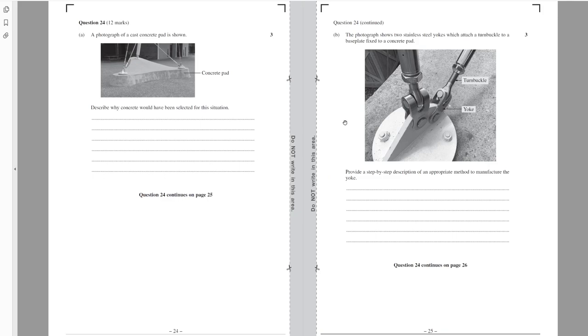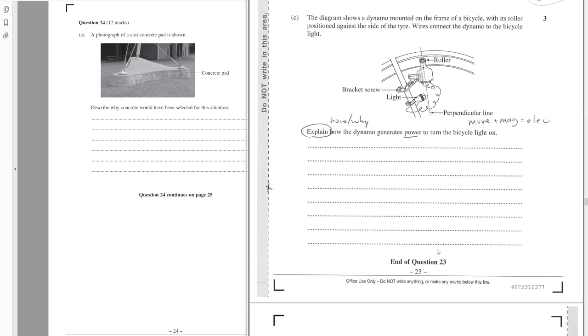Okay, so we've got the concrete pad. Now I had the chance to talk to some HSC markers about this question. It says, describe why concrete would have been used in this situation. So let's have a look at what I've written. Okay, describe, it's actually not features and properties, it's characteristics and properties, but close enough. We said why concrete would be selected for this situation. Now, we don't know that it's reinforced. It could be bulk concrete, but realistically, it's probably going to be reinforced.